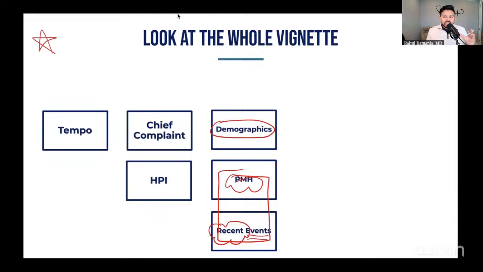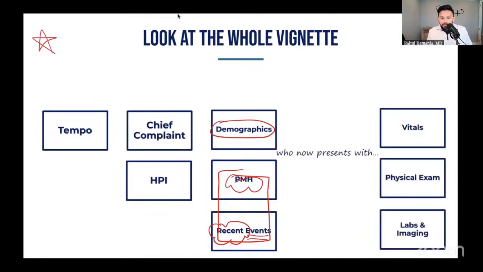Then you need to still capture the objective. So you'll say, who now presents with, similar to what you would do in a clinical rotation for your assessment, and then categorize the actual objective signs, vitals, physical exam, labs, and imaging. So you'll say, who now presents with hypertension, physical exam noting aortic stenosis, and a normal EKG, for example. So that's how you package all of those concepts together, okay?